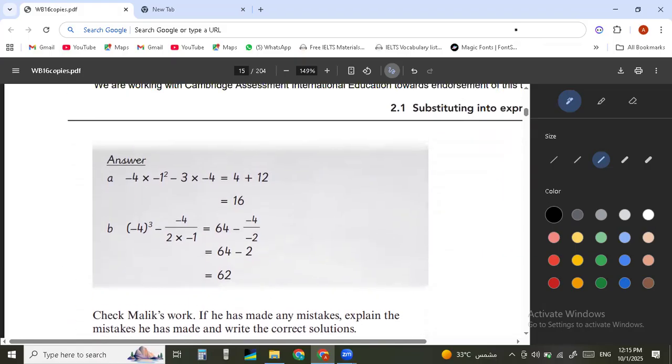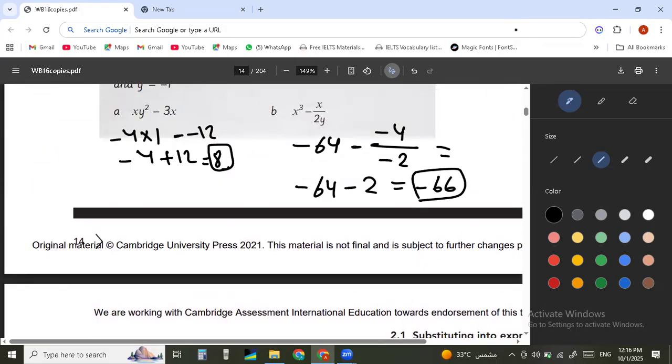If you compare to what we've done up there, you're going to find that he did here negative 4 times 1. It's positive 1. We agreed. He did it positive 4. But it's negative 4 times 1. Negative 1 squared is 1. So this is negative 4. Okay? Then negative 4 plus 12 is positive 8. And that's what we did up there, positive 8.